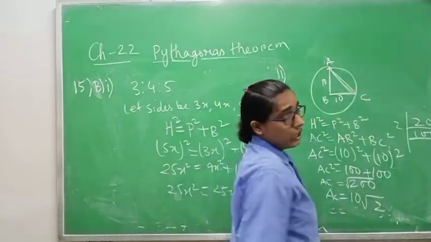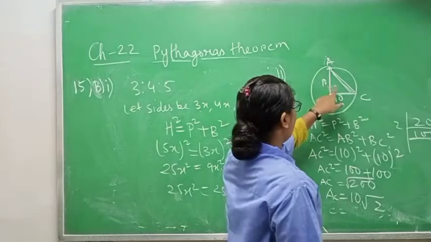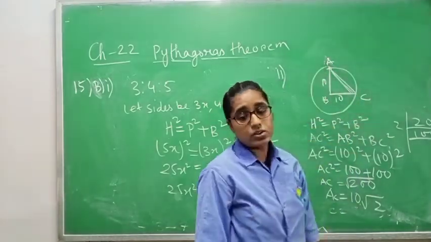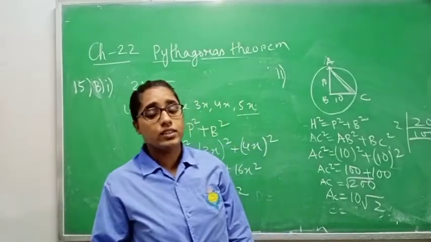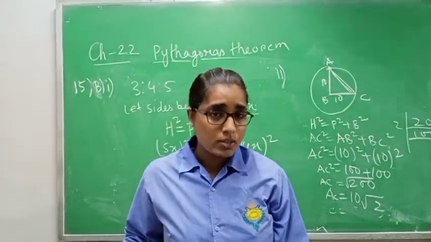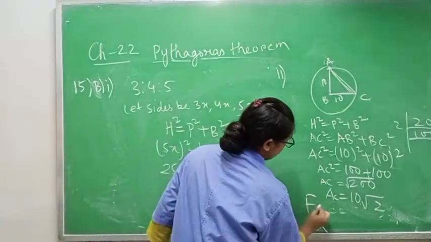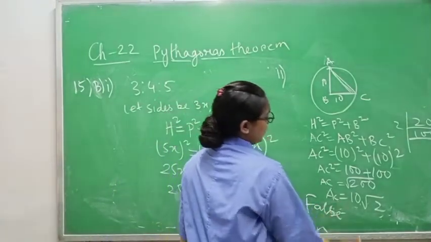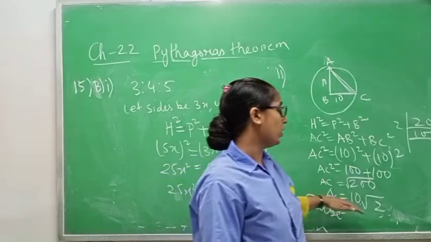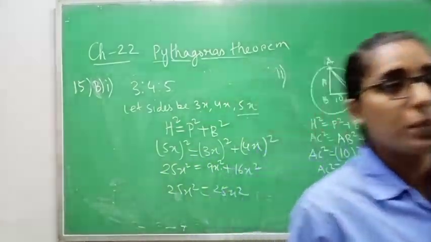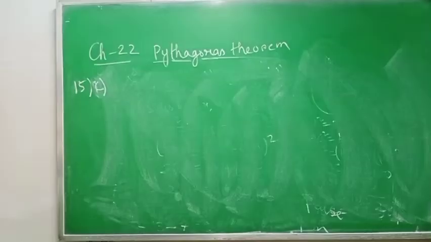AC is our chord, which is attached to the two radii, and the radius is 10 centimeters. It is already written, and they are saying the length of the chord is 5 centimeter. No, so the answer will be false, because I am getting the length of the chord as 10 root 2 centimeter. Okay, copy this one.